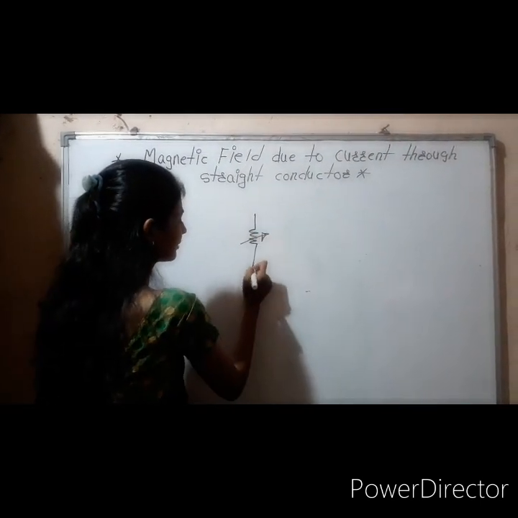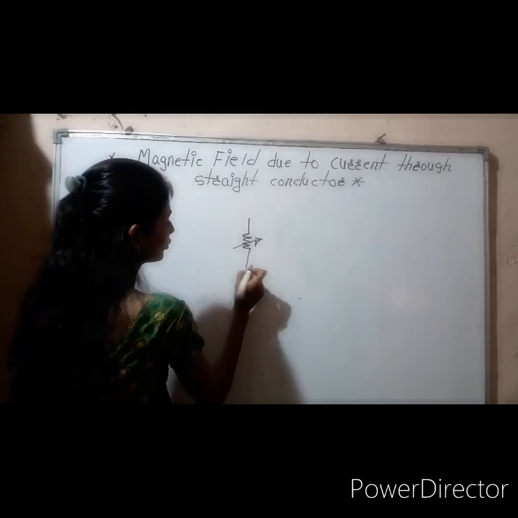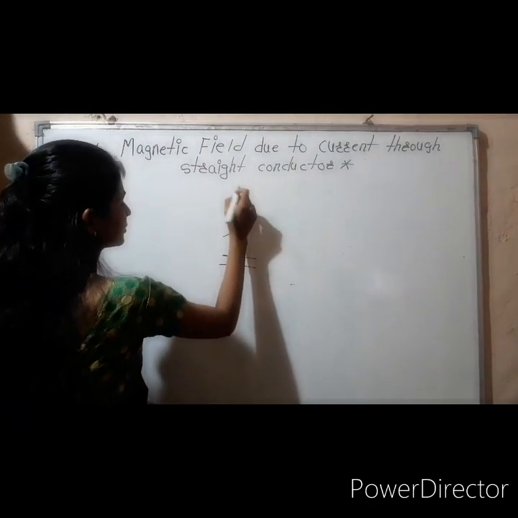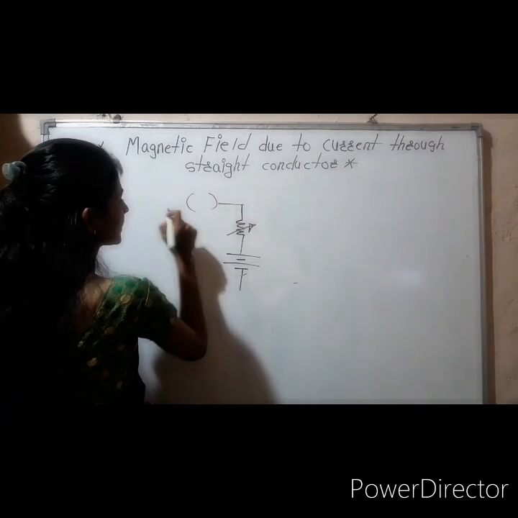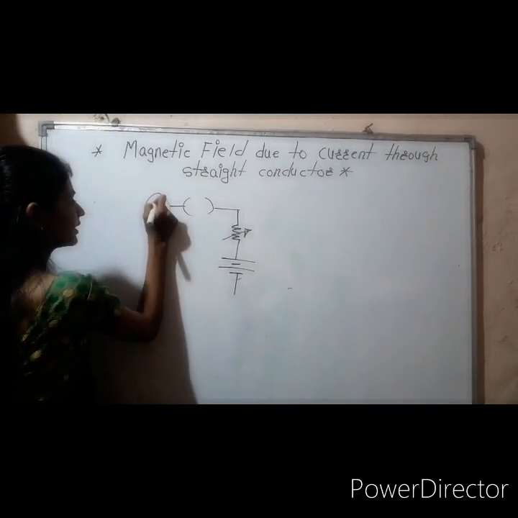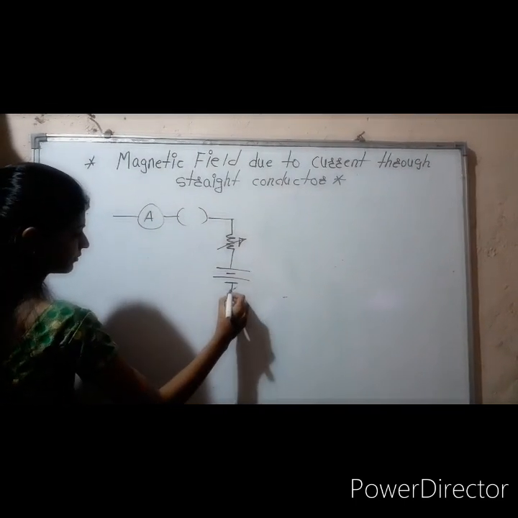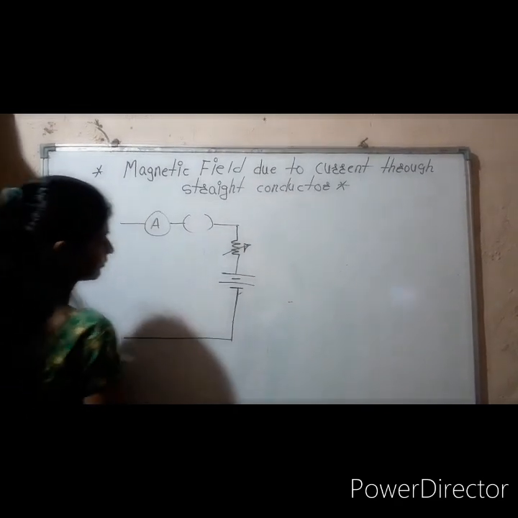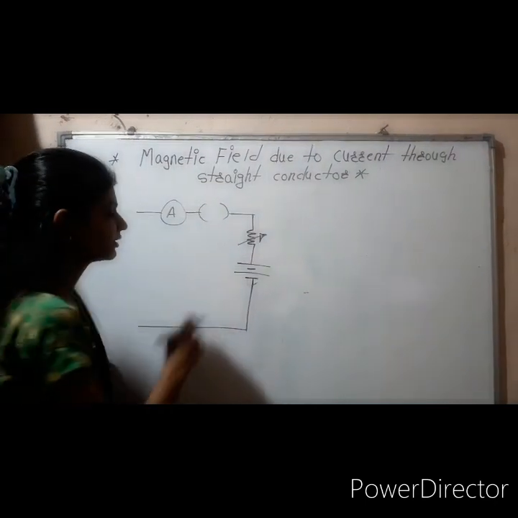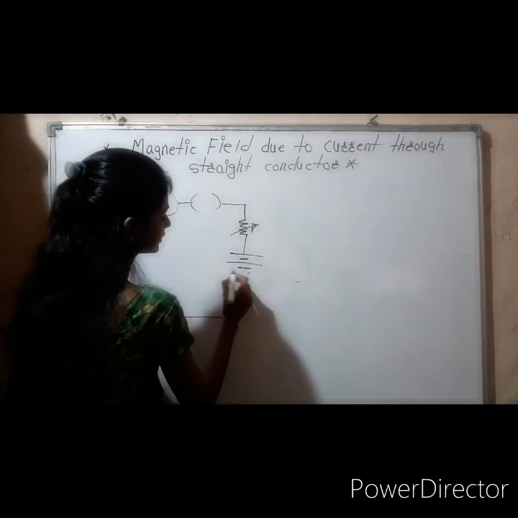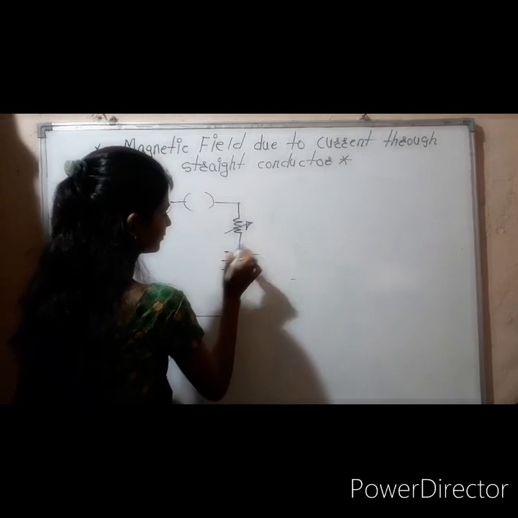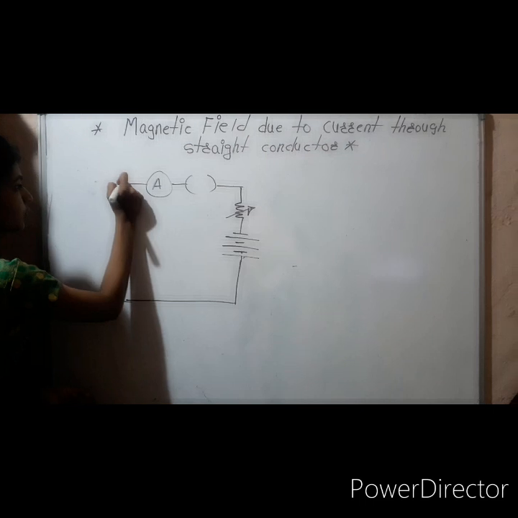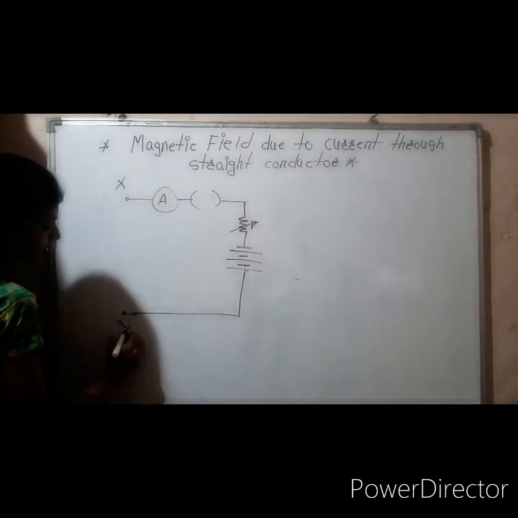Then I am going to connect the source. Then afterwards, a switch and one ammeter. Okay, this is our electric circuit. Here you can increase the source also. This is our electric circuit, and here you can see the two points, point X and point Y.